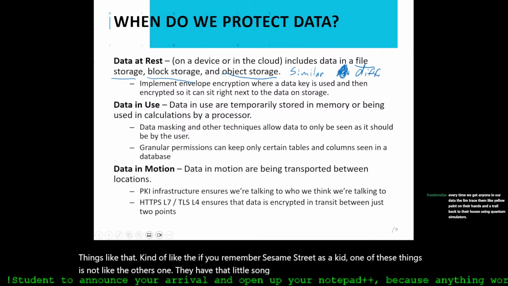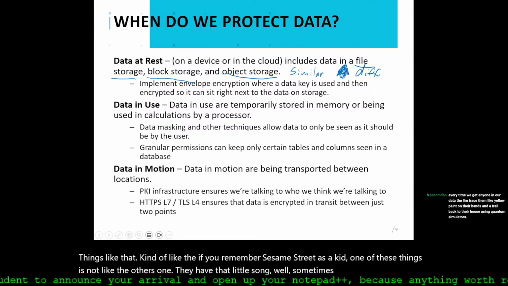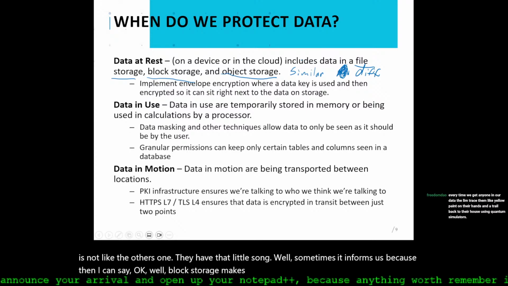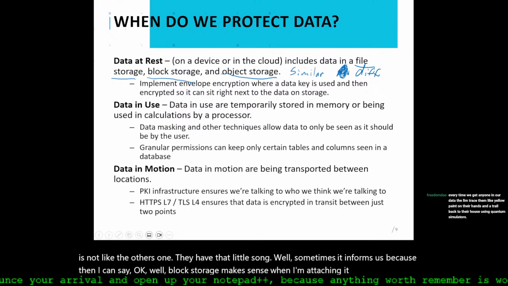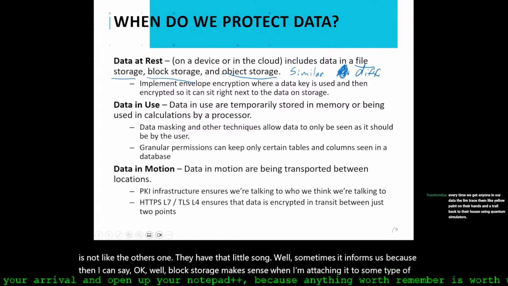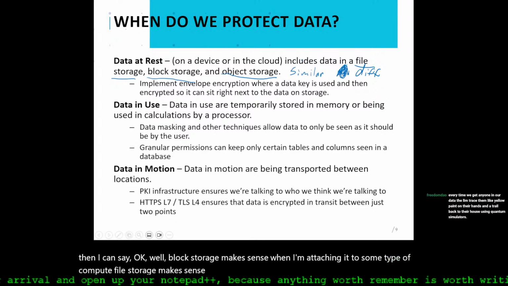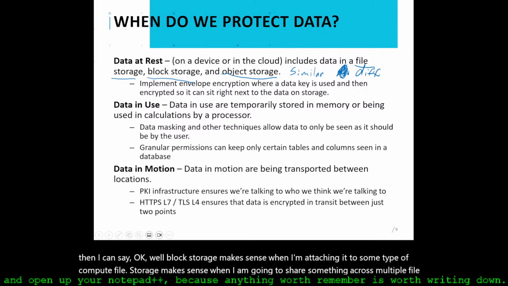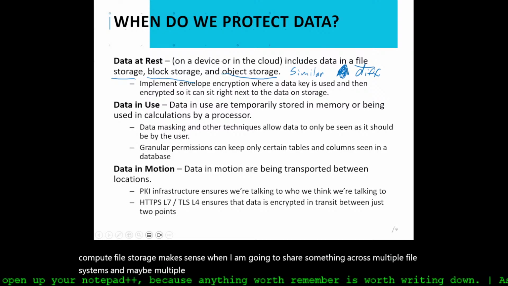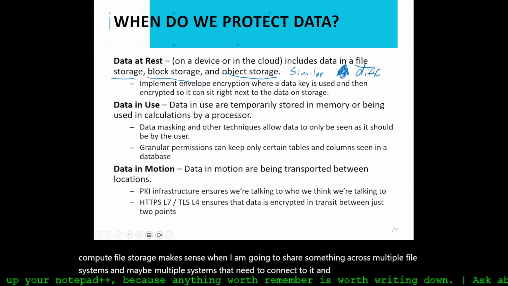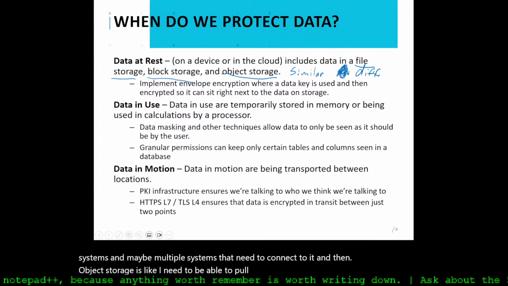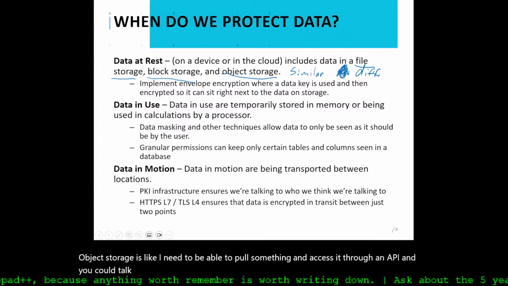Well, sometimes it informs us because then I can say, okay, block storage makes sense when I'm attaching it to some type of compute. File storage makes sense when I am going to share something across multiple file systems or multiple systems that need to connect to it. And object storage is like I need to be able to pull something and access it through an API. And you could talk to each of those different pieces, right?